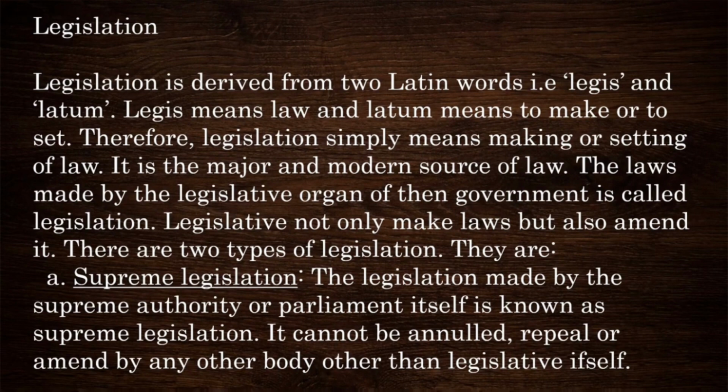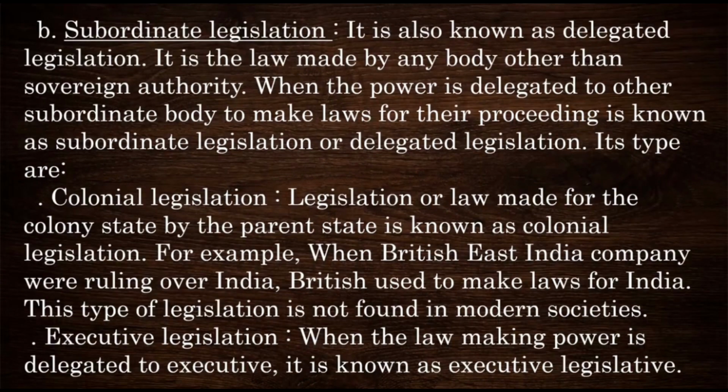There are two types of legislation. One is supreme legislation. The legislation made by the supreme authority or parliament itself is known as supreme legislation. Similarly, another is subordinate legislation. It is also known as delegated legislation. It is the law made by any body other than the sovereign authority.